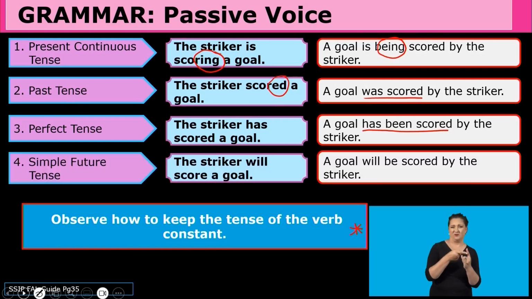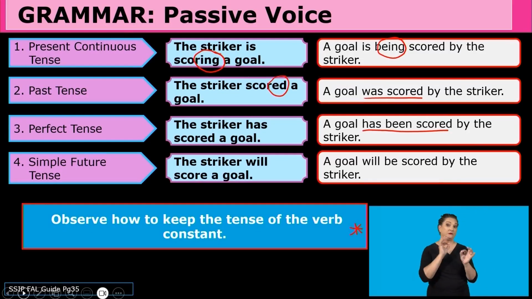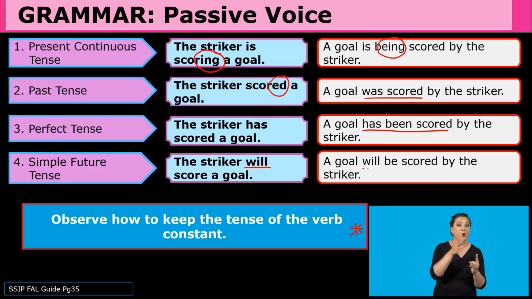So learners, can you see that it's not so difficult? Once you start remembering your little rules and the little hints that you need to apply, it becomes like mathematics. 1 + 1 is 2. So when I apply my rules to change it, we can see the result in our response, all right? The simple future tense, the striker will score. There's our will to indicate the future. A goal will be scored by the striker, all right? So when we're changing to the passive voice, I want to remind you to keep your verb constant, all right?